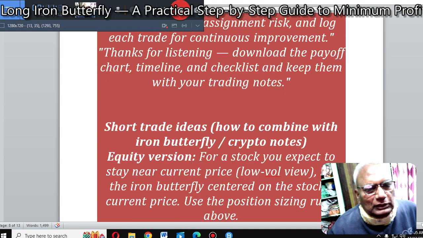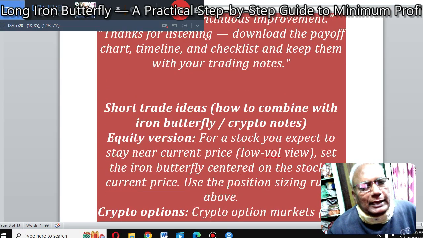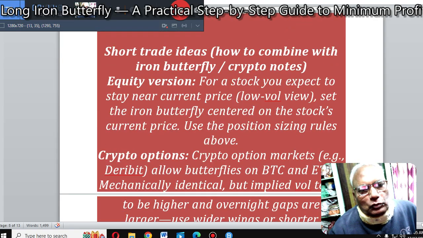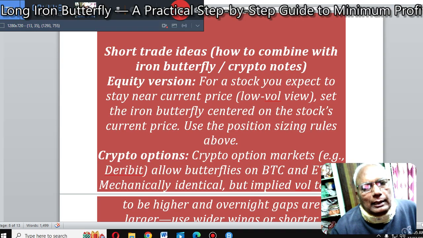Another one: short trade ideas, how to combine with the iron butterfly, crypto notes, equity version. For a stock you expect to stay near the current price, a low volatility view, set the iron butterfly centered on the stock's current price, and use the position sizing rules above.